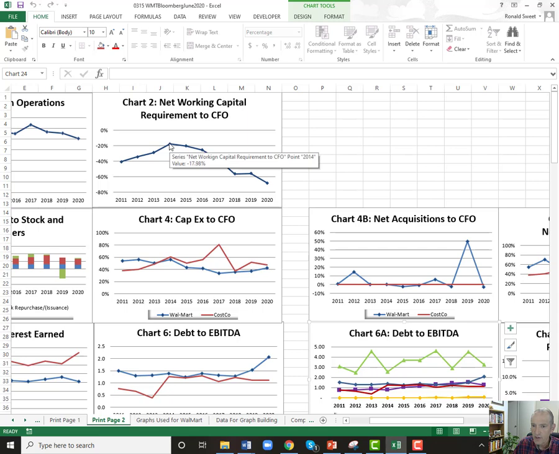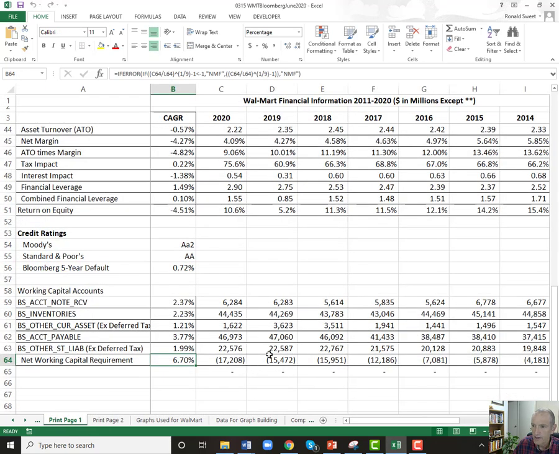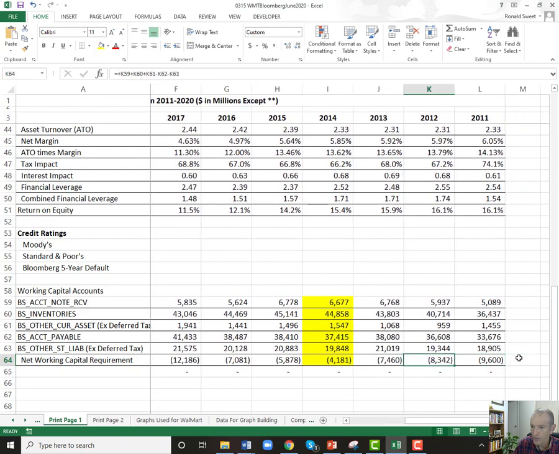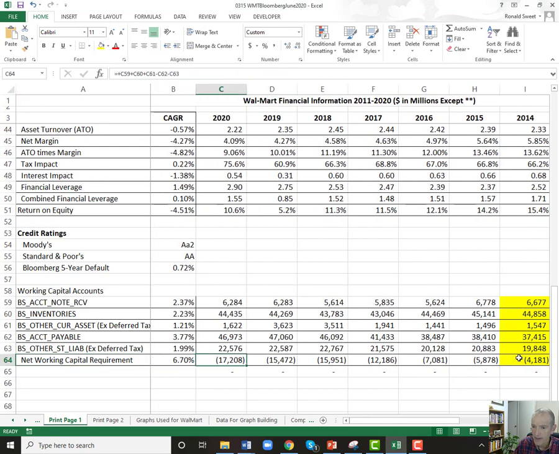But looking at this graph, we can see the trend really changed from 2014 and it just really nosedived. Since then, it hasn't dropped so much. So 2014 is a really key year. So if we go over here to print page 1, here's 2014. You can say then the working capital requirement is only $4 billion. That was actually the worst it's ever been. Since then, it's improved dramatically.